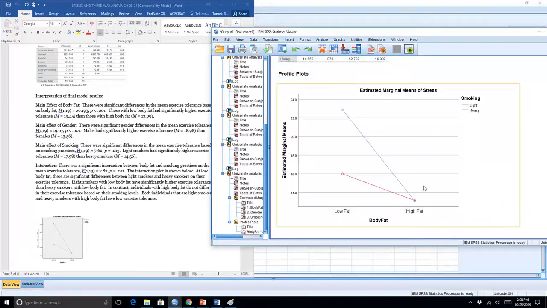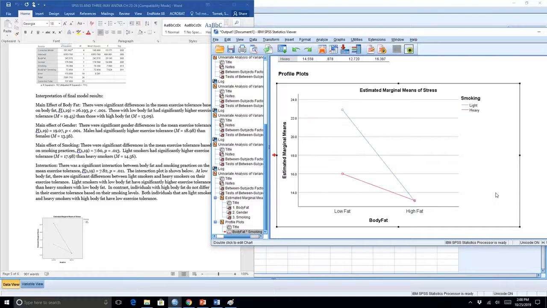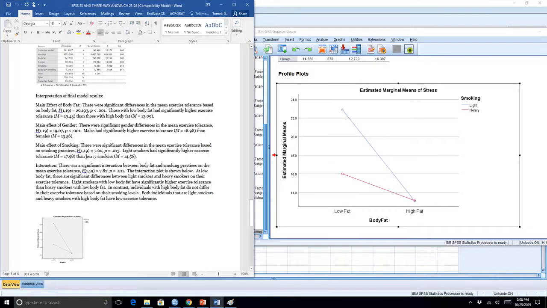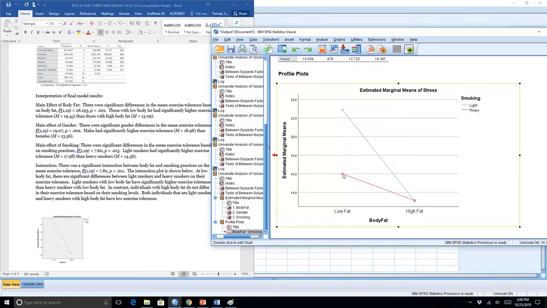Okay, so now we're looking at this. This is pretty clear what this is going to be once you look at the two-way interaction, right? So we saw that there was the two-way interaction. We're going to want to compare the effects of the main effect at the different levels. So we looked at light, heavy, right? What did we say in the main effect of smoking? Light smokers had significantly higher exercise tolerance than heavy smokers. Okay, now let's look at that in comparison to the fat condition. Light smokers had significantly higher stress level than heavy smokers in the low fat. Not true in the high fat.